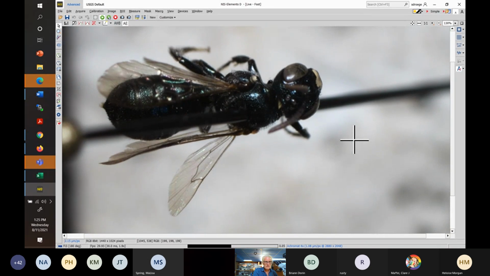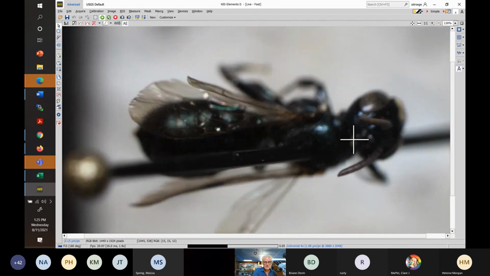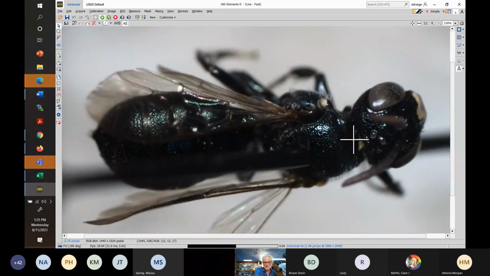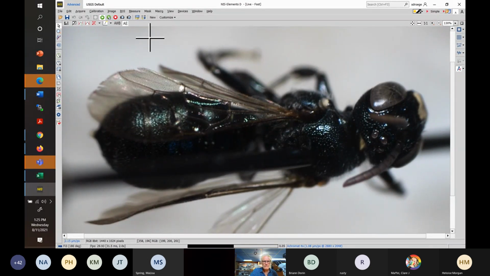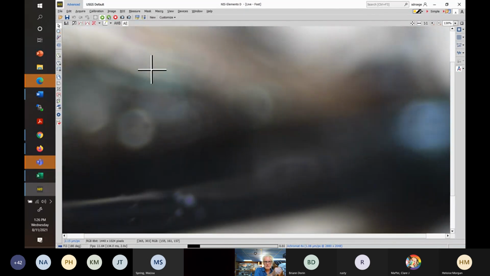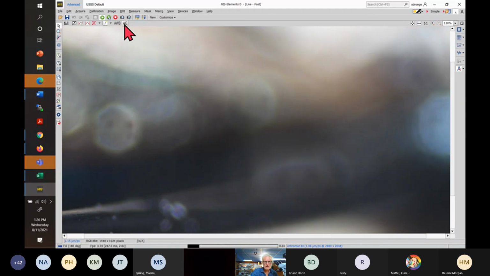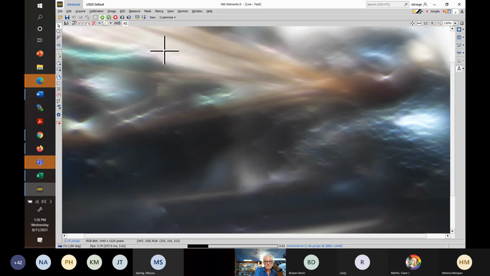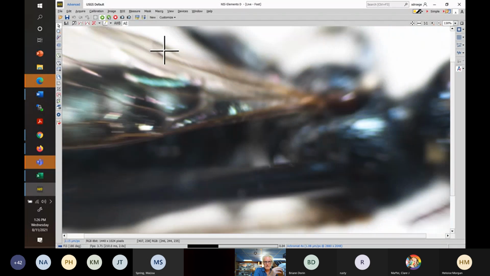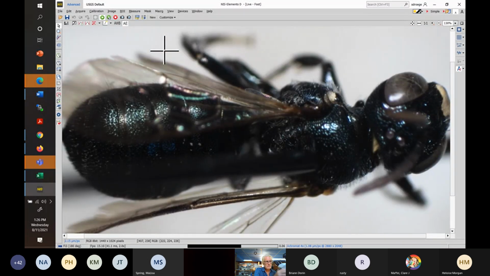So here is the overall body. Let's see if I can run this up and fill the screen and get a better, if the lighting will change for us. I wonder if I can run it way up. Now change the lighting. It does not. Well, a little bit. Let's go back down here again.